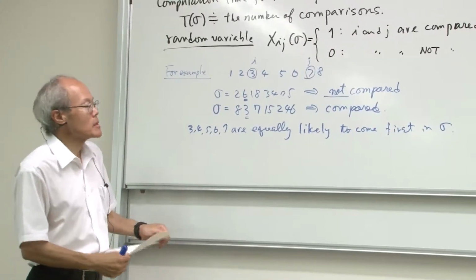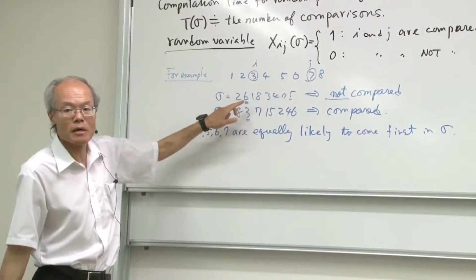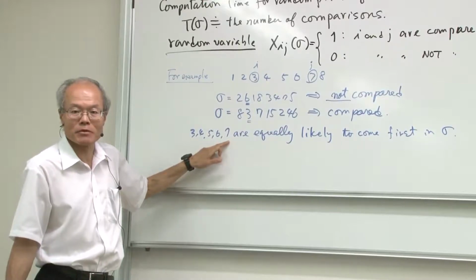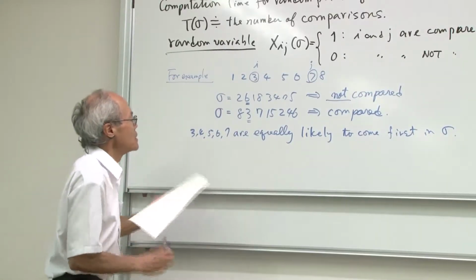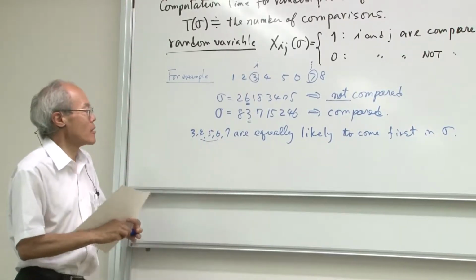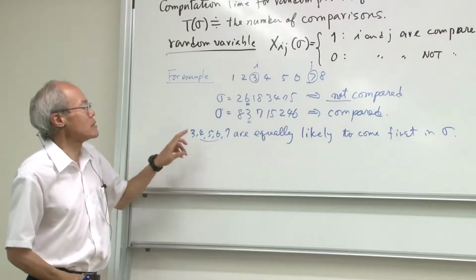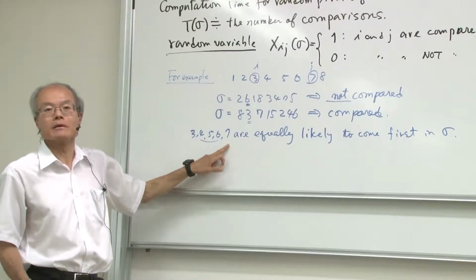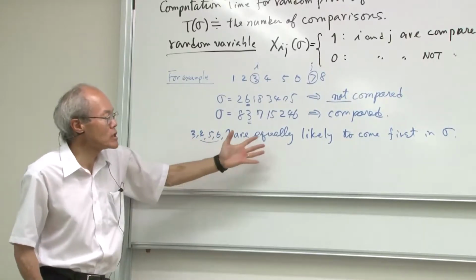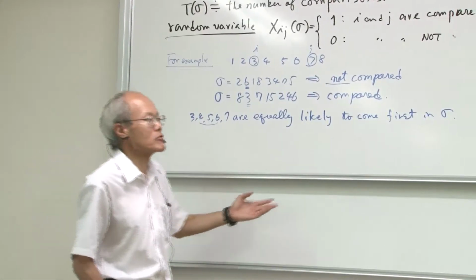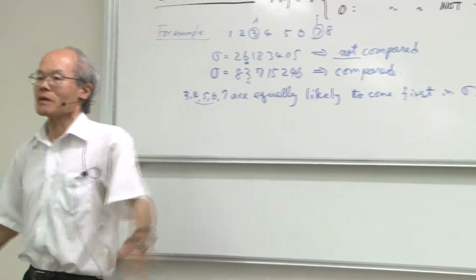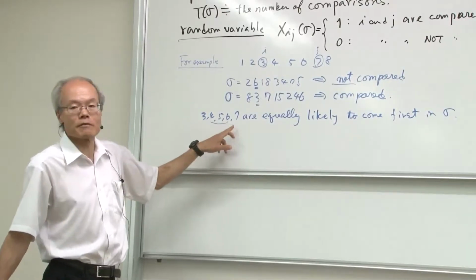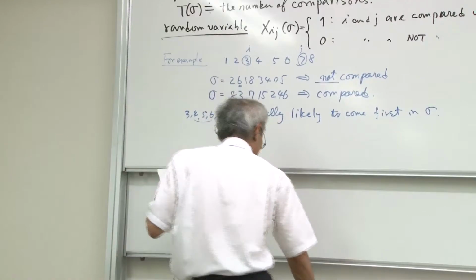So the question is, when you look at sigma, which number among 3, 4, 5, 6, 7 comes first? That is important. If 4, 5, 6 comes first, then 3 and 7 are not compared. If 3 or 7 comes first, then they are compared. And those 5 numbers are equally likely to come first in sigma, because sigma is a complete random permutation. So it's completely equally likely which number comes first.